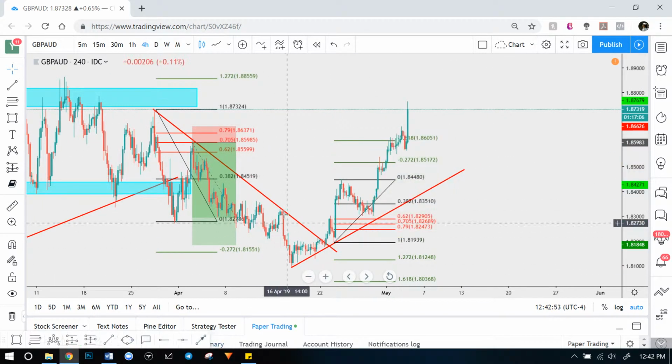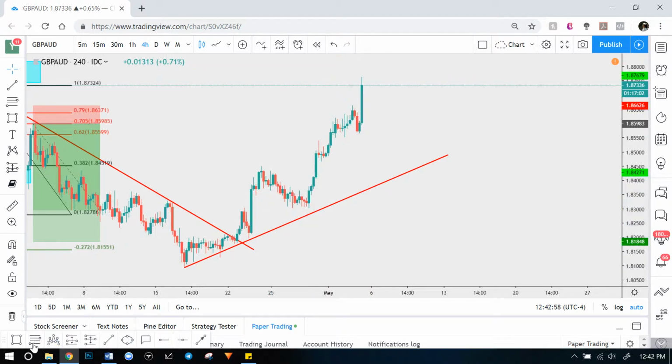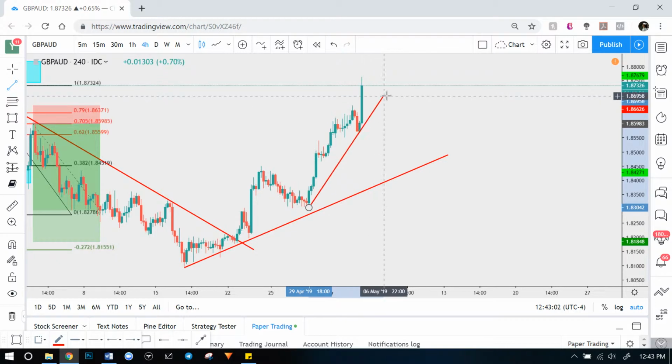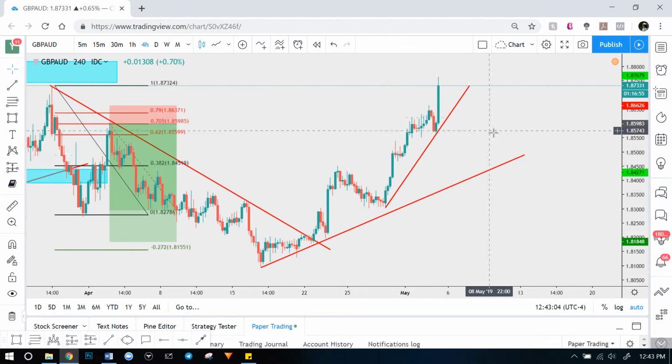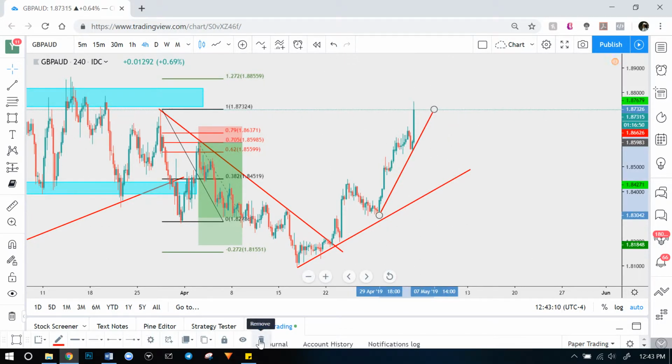So this right here is your steep trend line. Very steep trend line. I don't suggest drawing this trend line, as if it breaks, you would mistake it as a reversal.